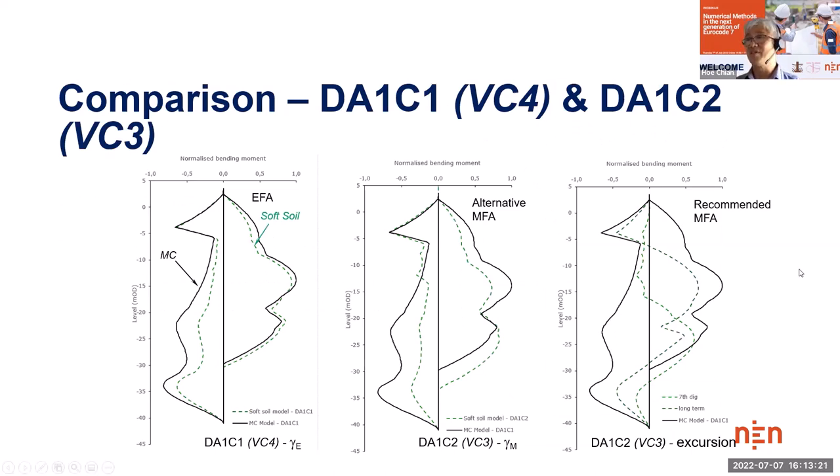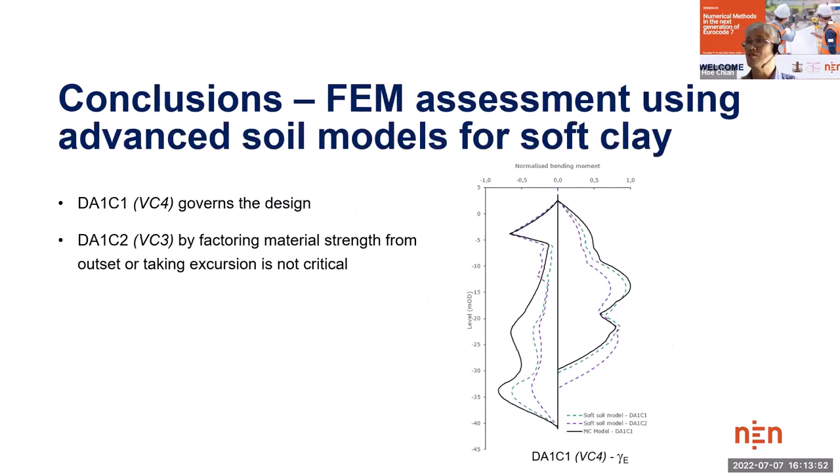I plotted the same sorts of output, comparing the Mohr-Coulomb and the soft soil output, and you can see that the effect factor approach or verification case four is governing the design, and the material factor approaches are less critical whether you undertake it using the alternative or recommended method. So in conclusion, for the soft clay site, again, verification case four governed the design, and verification case three, by factoring material from outset or taking excursion, is not critical.